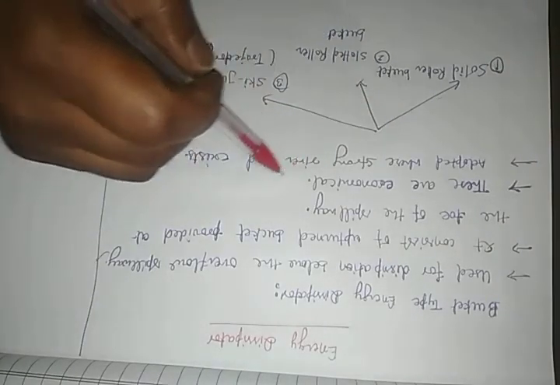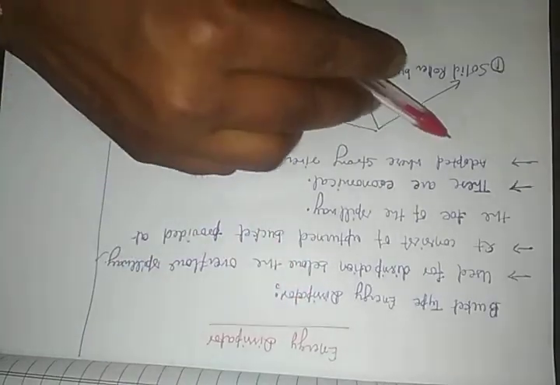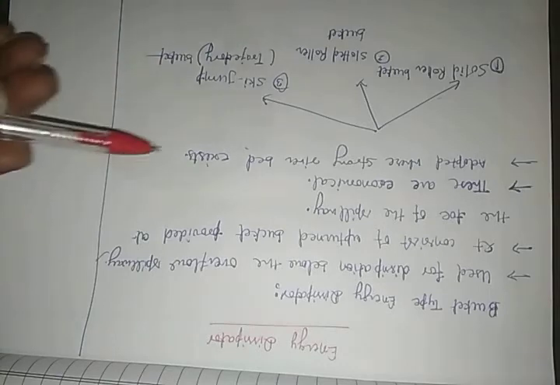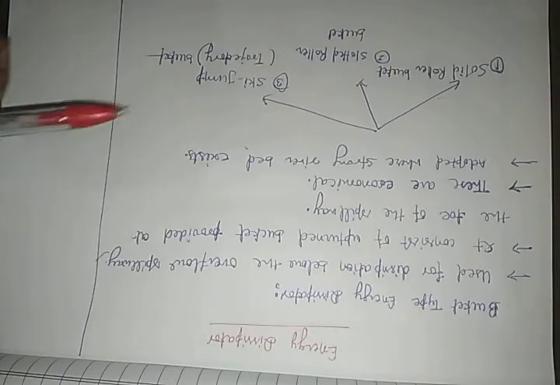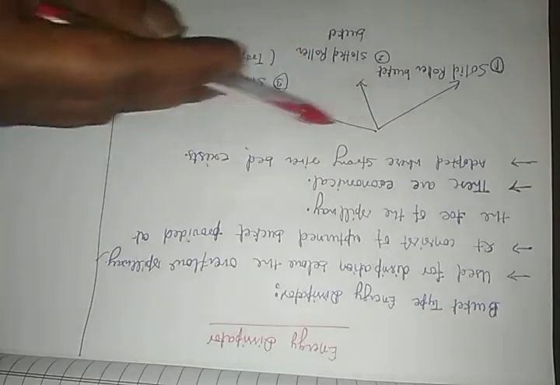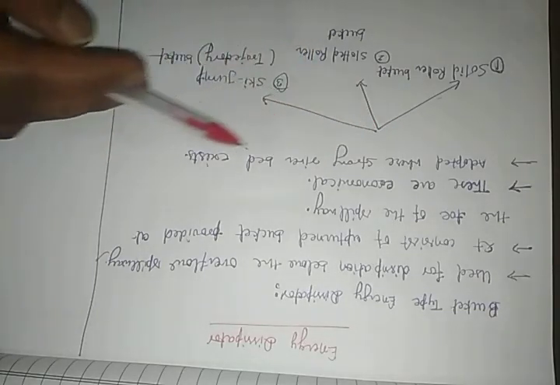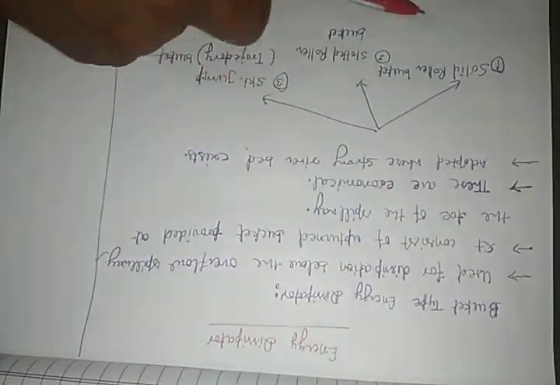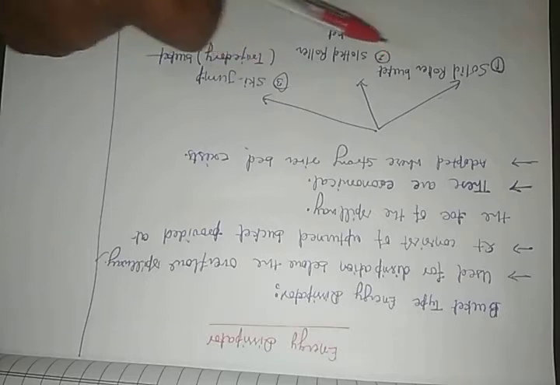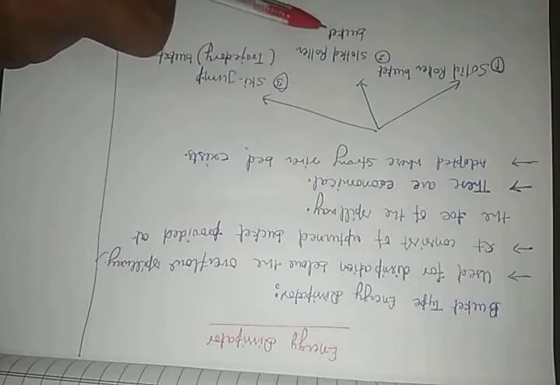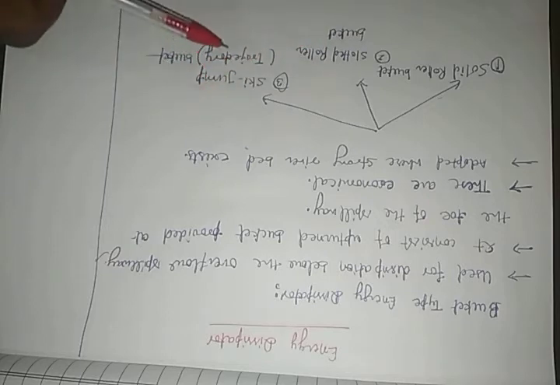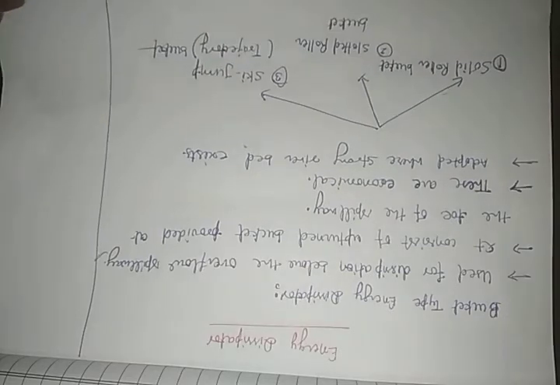These are economical, so they are generally used, adopted where a strong river bed exists, because the scouring problem doesn't occur. So there are three types of bucket type energy dissipators. Number one is the solid roller bucket. The second one is the slotted roller bucket. And the third one is the sky jump bucket, also known as the trajectory bucket.